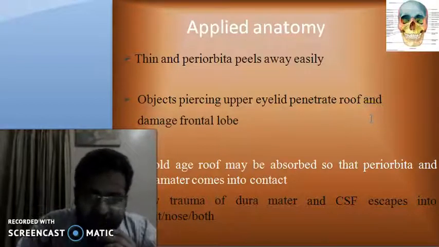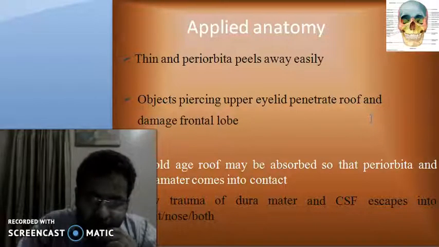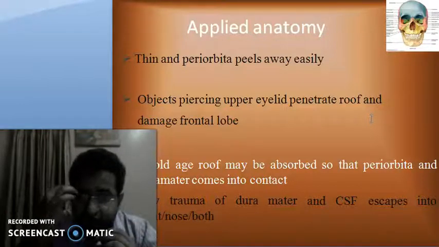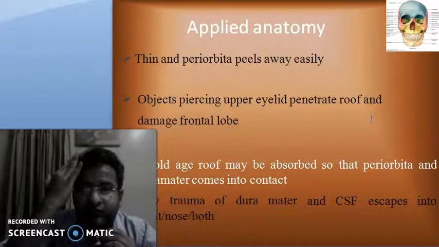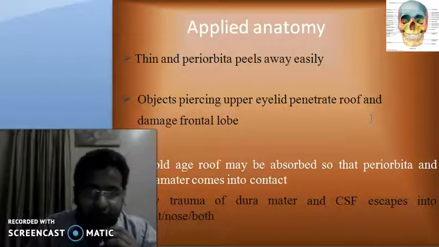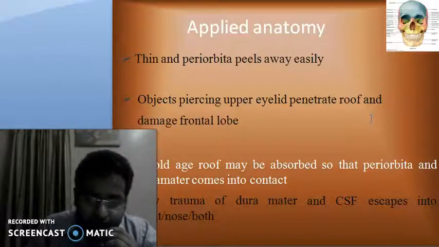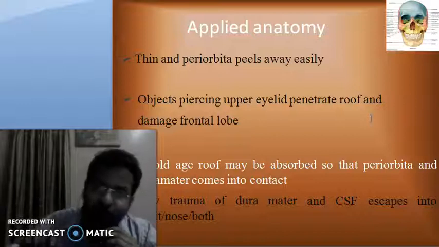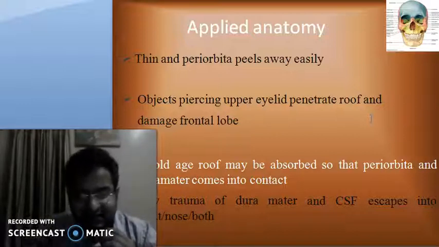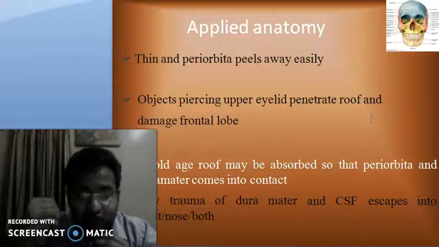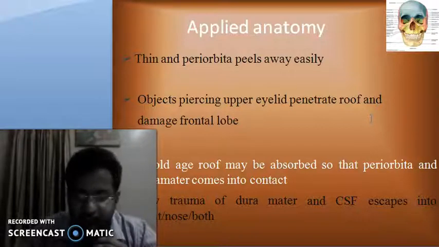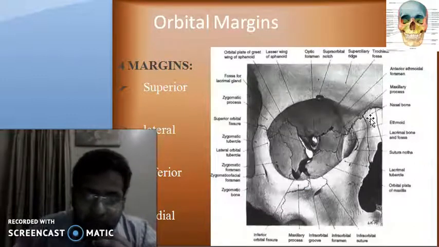The roof is thin and the periorbita of the roof peels away easily. Objects piercing the upper lid penetrate the roof and damage the frontal lobe of the brain. In old age, the roof may be absorbed so that the periorbita and the dura mater come in contact with each other. Any trauma to the dura mater and the CSF escapes into the orbit or nose or both, because of the old age.